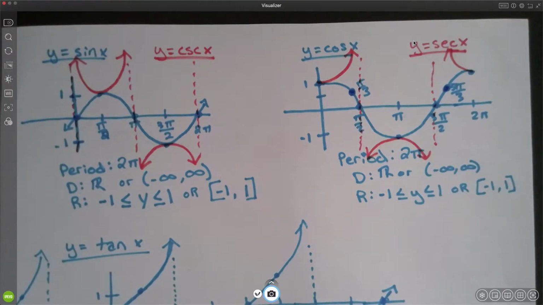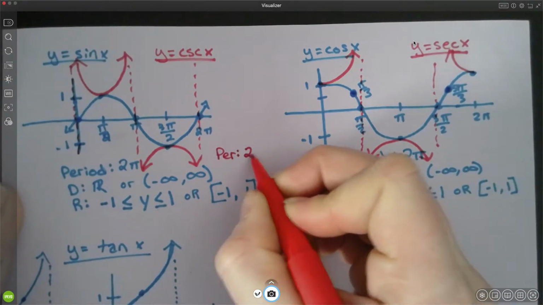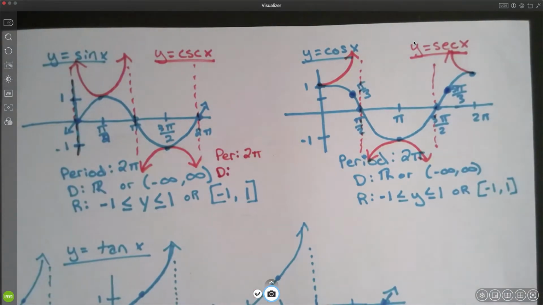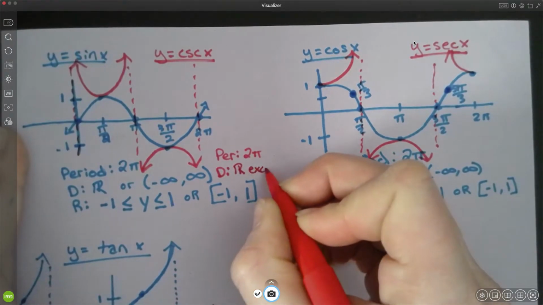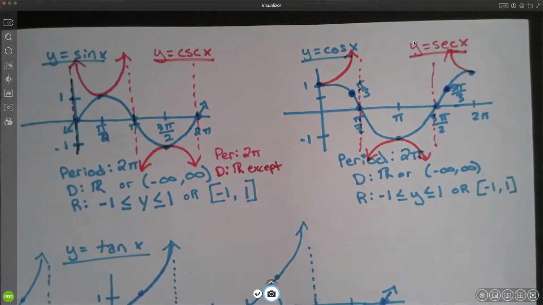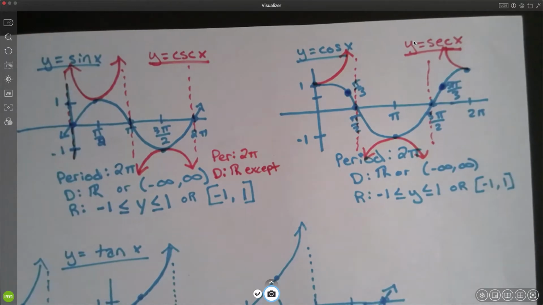Period is still 2 pi. Domain, left and right. Will he go left forever and right forever? Will he touch everything left and right? No, because he's not going to touch those vertical asymptotes. So I'm going to put all reals except, how would we write that? Because he's not touching every place at pi, 2 pi, 3 pi, he'll have another vertical asymptote. It would be pi n.